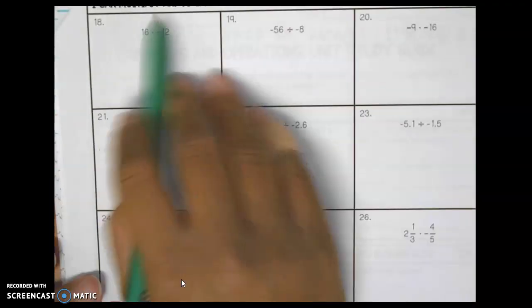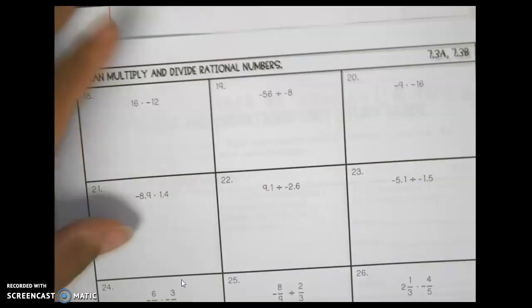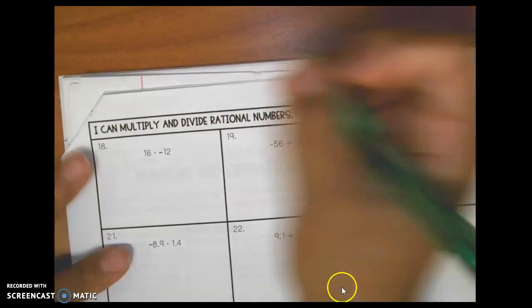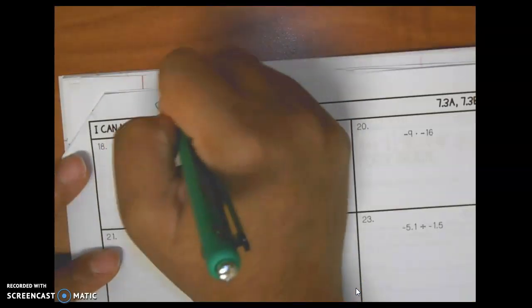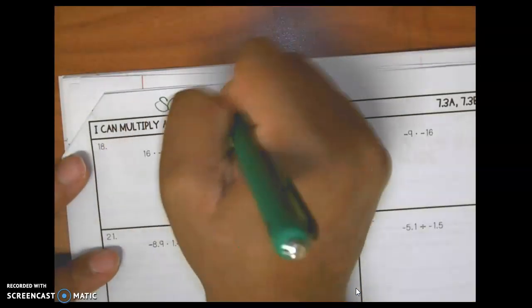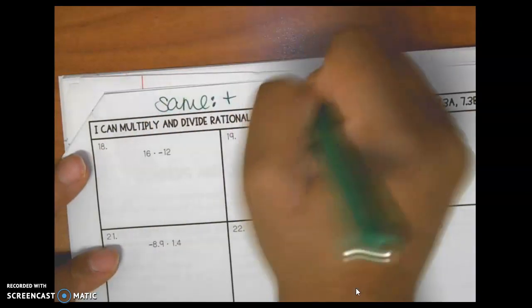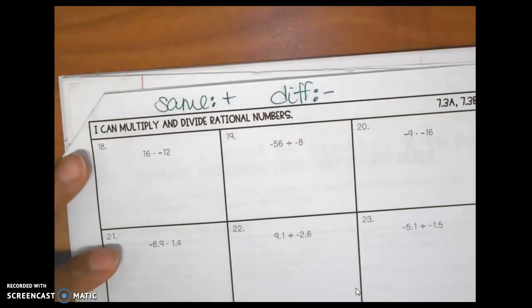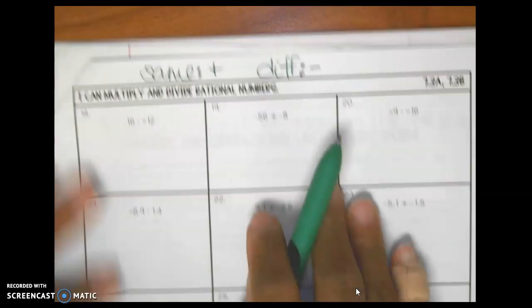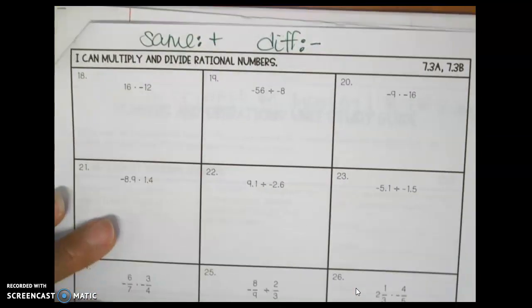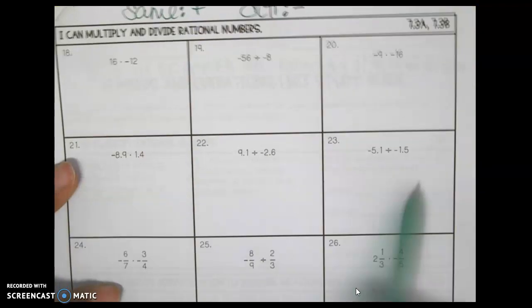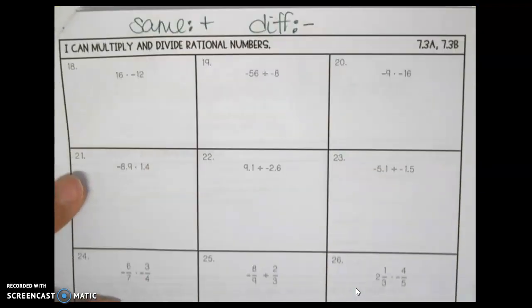Number 18, I'm on to multiplying and dividing rational numbers. So if I sing the song multiply or divide, it's an easy thought. Same signs are positive, different signs are not. So I'm going to make a little note up here to myself. Same signs are positive, different signs are not. And I'm going to go through each question and label what their sign is.